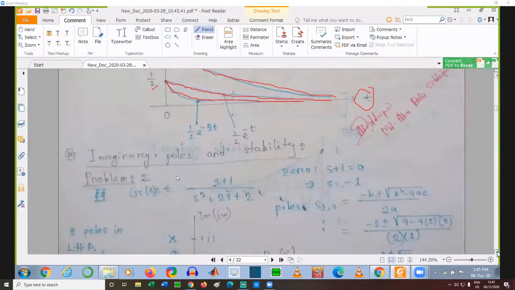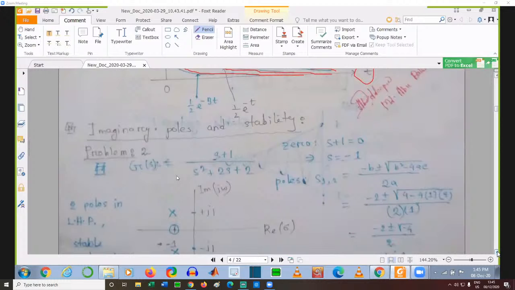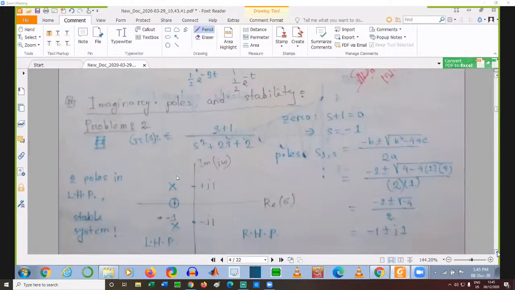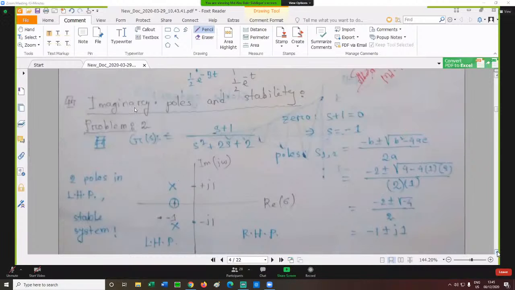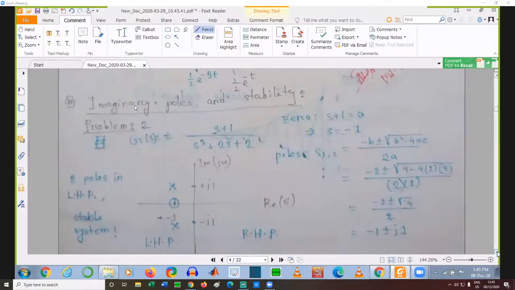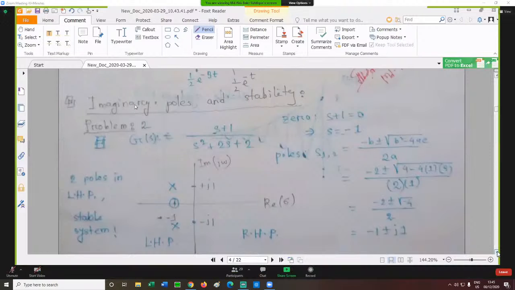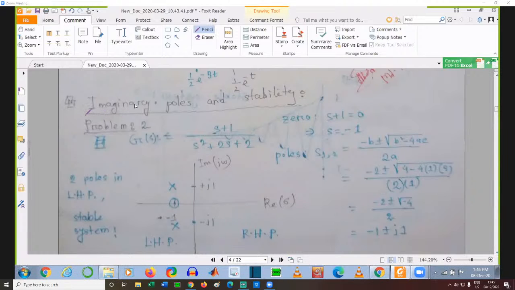Okay, so that is for poles and zeros on the real axis. What about imaginary poles and zeros? So let's talk about imaginary poles and zeros. We're not talking about zeros, only poles. So imaginary poles and stability.